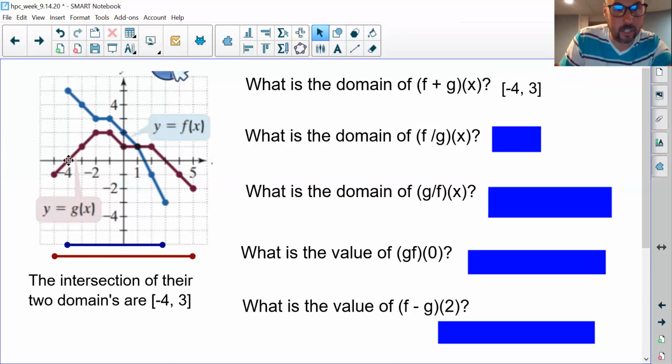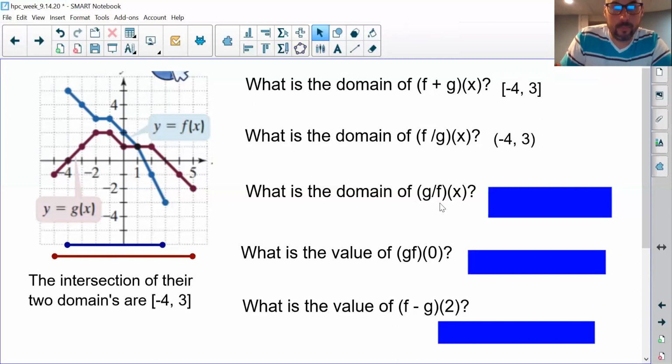You're dividing by g. When x is -3, you're dividing by 1, because g of -3 is 1. And g of -2 is 2. But g of -4 is 0, and so that's a problem. But then also 3 is a problem, because when x is 3, g is 0, and you're dividing by that. You can't divide by 0. So the domain of f divided by g is just like this one, except no -4 and no +3. So parentheses.